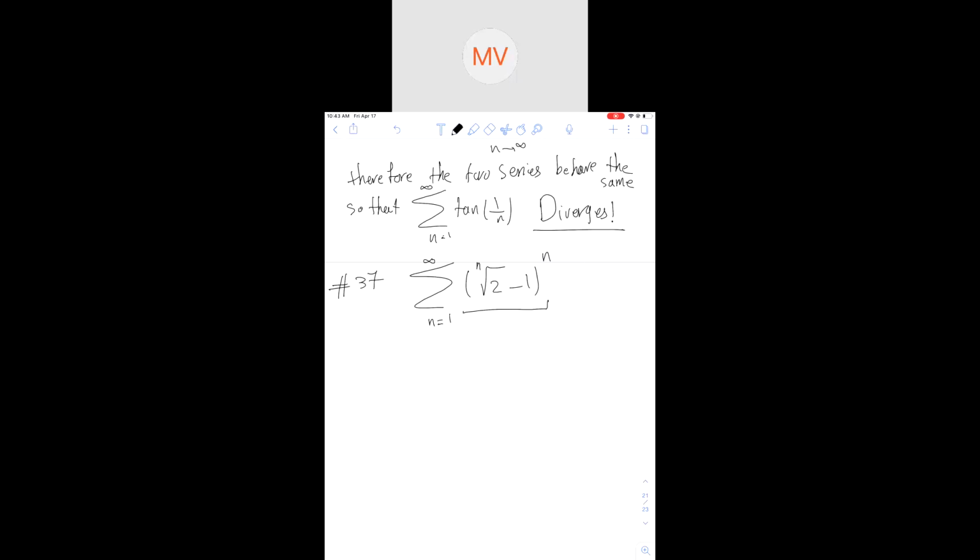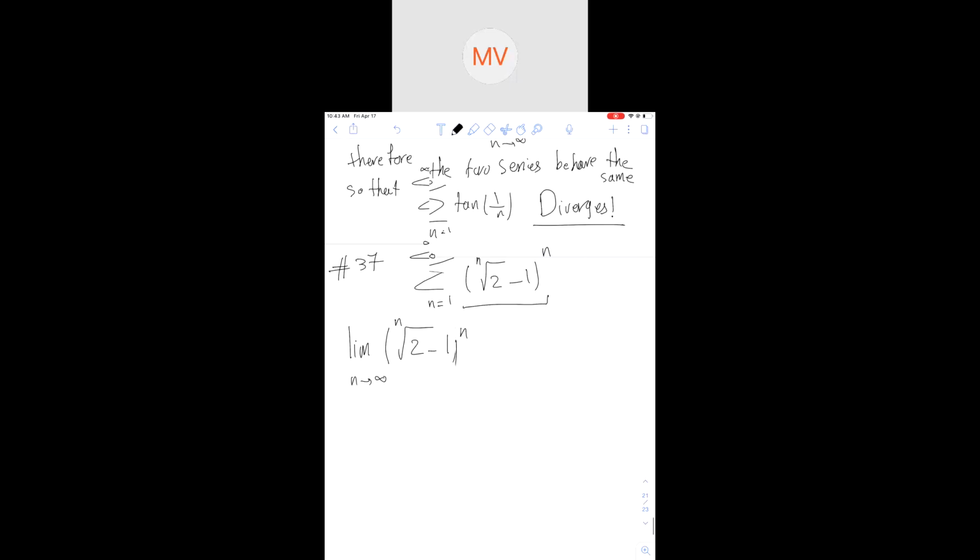Remember, if the limit of a_n is not 0, you should be the happiest, because right away you can say it diverges. I don't have to do any tests. So let's figure out the limit of nth root of 2 minus 1 raised to the n, as n approaches infinity.